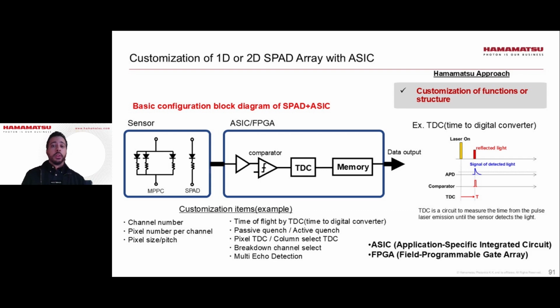This is an approach that we're looking to take with our 2D SPAD array development. This is a basic configuration example of a SPAD plus ASIC, but there are various customizations that can be added in terms of the functions that are built into the ASIC or the FPGA or the sensor itself, in terms of the channel number, pixel number, or the pixel size and pixel pitch. This is an example of a TDC function, a time to digital converter, which essentially is a time tagging function, which gives you time information. So this is just the basic block diagram of how we're looking at the sensor and the ASIC and FPGA.